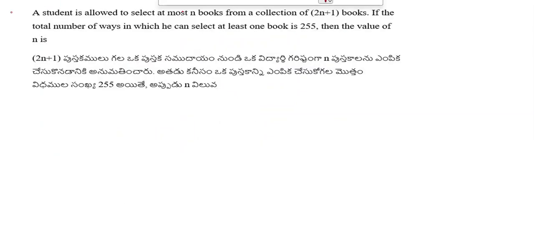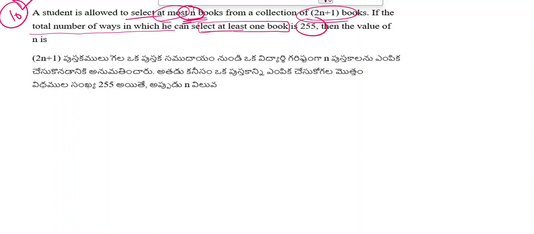This is the 10th question from permutations and combinations. A student is allowed to select at most n books from a collection of 2n plus 1 books. The total number of ways in which he can select at least one book is 255. Then the value of n is: the student is selecting at least one book.